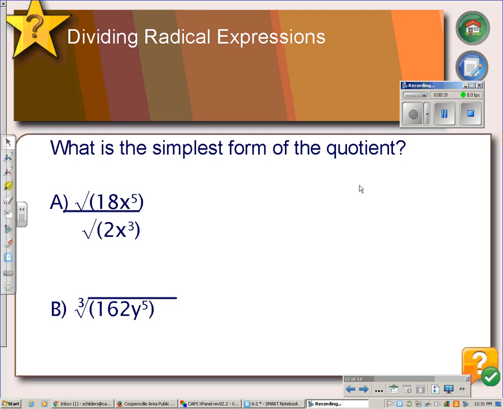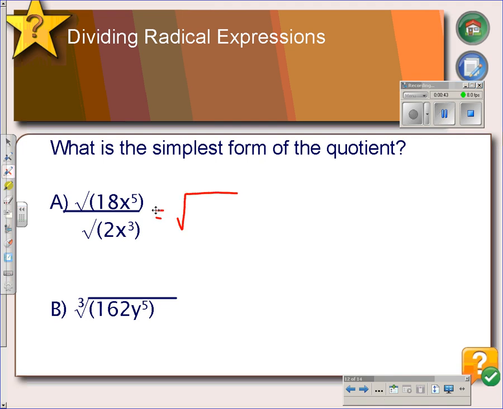For example, if we have the square root of 18x to the fifth divided by the square root of 2x cubed, we can just divide the radicands here. So that'll give us the square root of 9x squared. Remember, when you divide variables with exponents, you subtract your exponents.